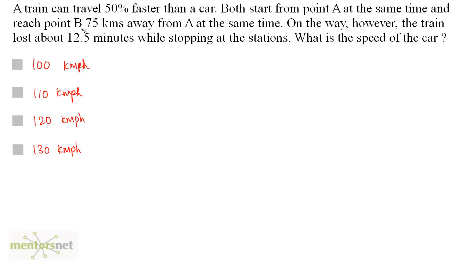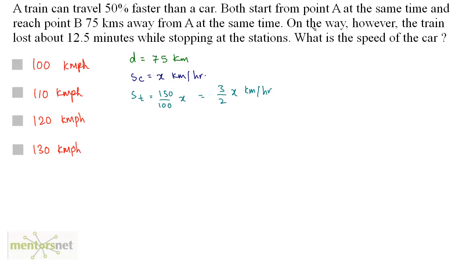Well, we have been given the distance between point A and point B. So the distance is 75 kilometers. Now let us consider that the speed of the car is x kilometers per hour. It has been given that the train can travel 50% faster than the car. So the speed of the train is equal to 150% of the speed of the car. So 150 by 100 of x, and that is equal to 3 by 2 x kilometers per hour. That's the speed of the train.